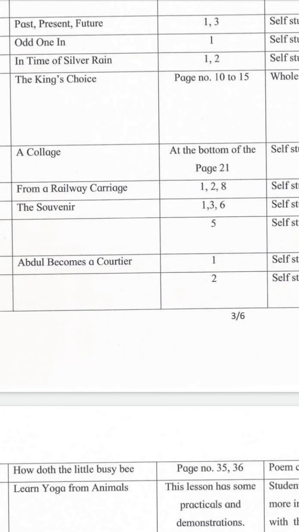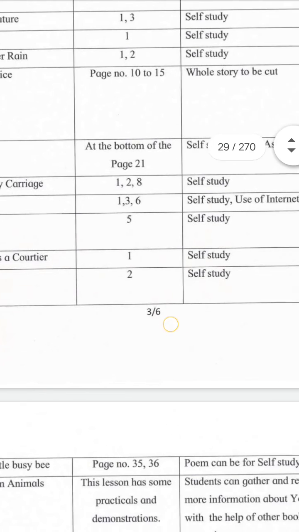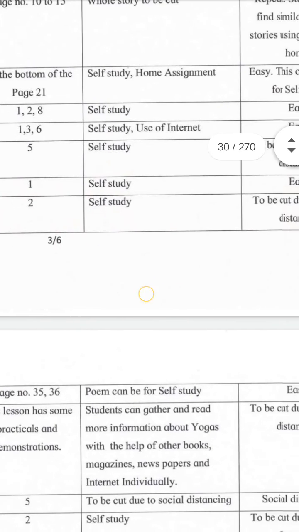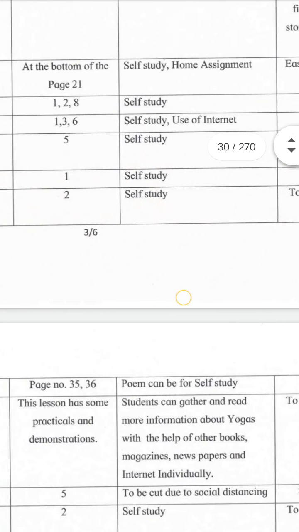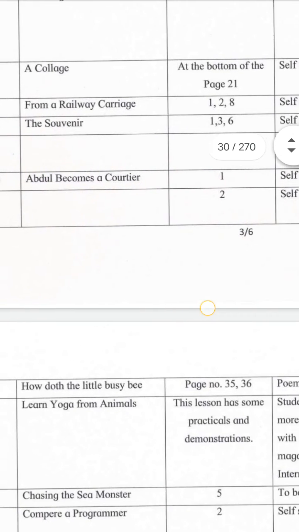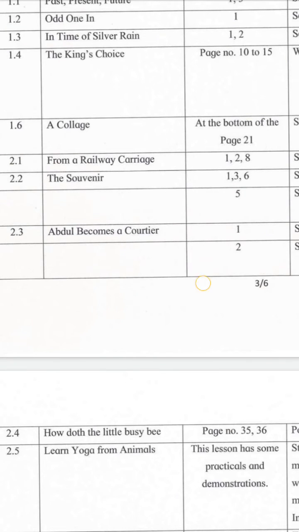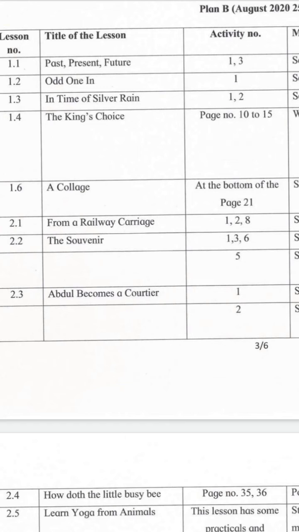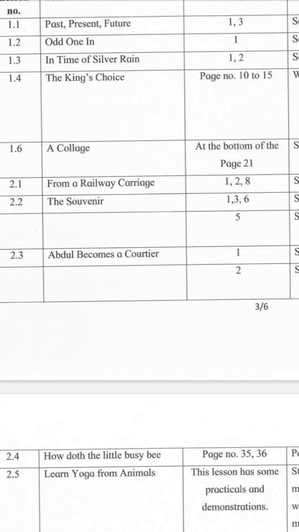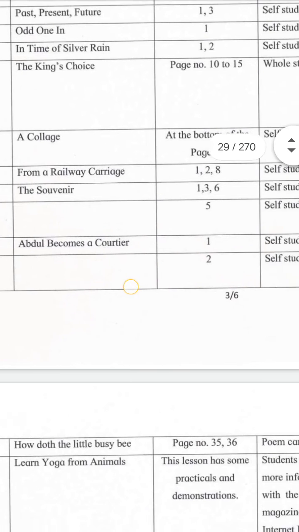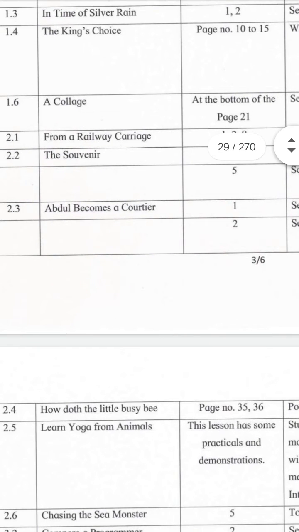Then a collage at the bottom of page 21, self-study home assignment, that can be done for self-study. Again, this chapter is not going to be there for the evaluation. So 1.4 is entirely omitted. In 1.1 you have questions 1 and 3, in 1.2 you have question number 1, and in 1.3 you have question numbers 1 and 2. 1.4 the King's Choice is omitted entirely, and 1.6 is to be done entirely on your own as a home assignment.